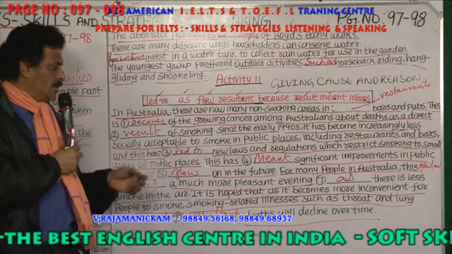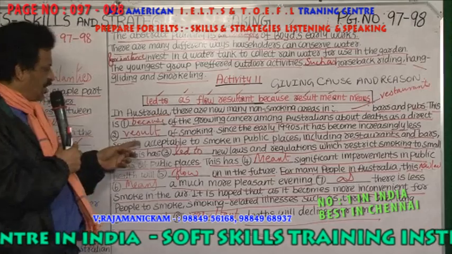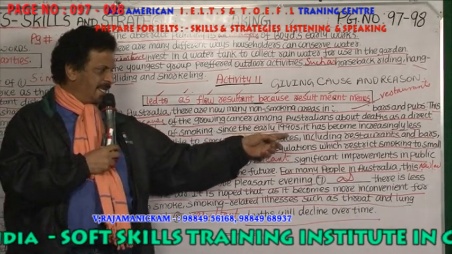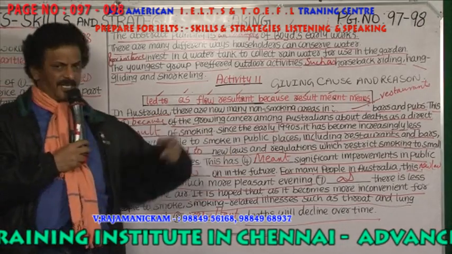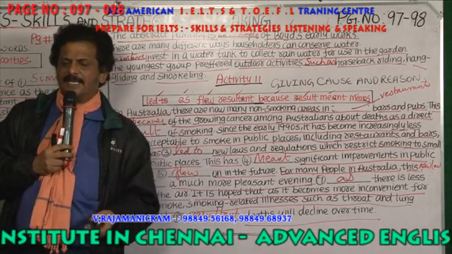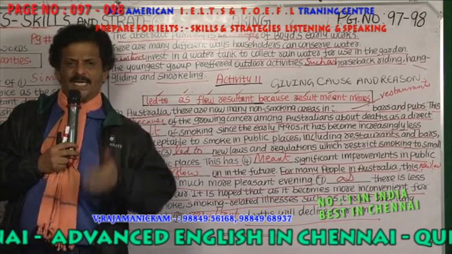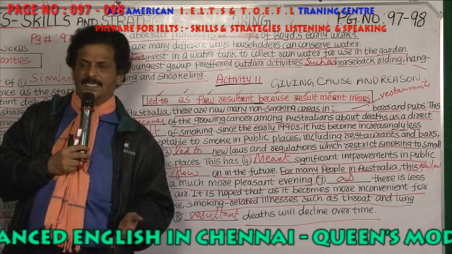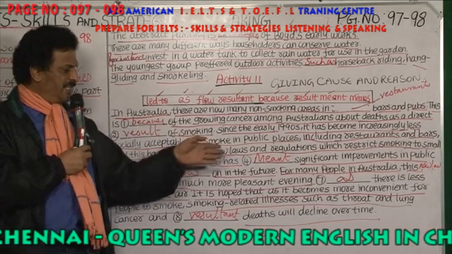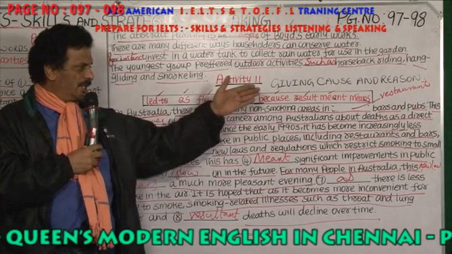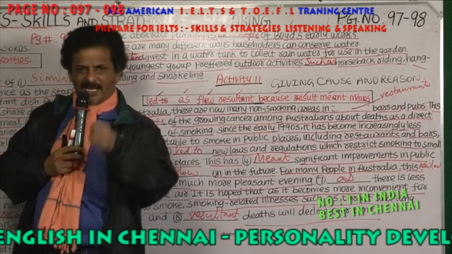So since the early 1990s, it has become increasingly less socially acceptable to smoke in public places, including restaurants and bars, and this has led to new laws and regulations. ஆஸ்திரேலியாவிலே 1990க்கு பிறகு பொது இடத்திலே புகைப்பிடிப்பது கூடாது என்று சொல்கிறார்கள். அது வழி நடத்தியது என்ன? புதிய சட்டங்கள் உருவாக்கப்பட்டது. ஸோ இவைகளை அனைத்தும் காஸ் அண்ட் ரீசன்ஸ் என்று சொல்லக்கூடிய காரணங்கள், விளைவு, அந்த வார்த்தைகளை பயன்படுத்துகிறீர்கள்.